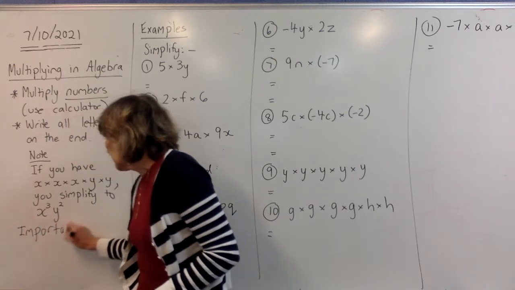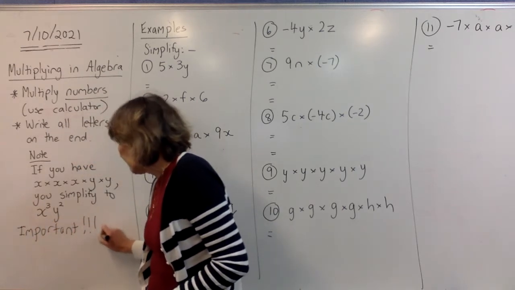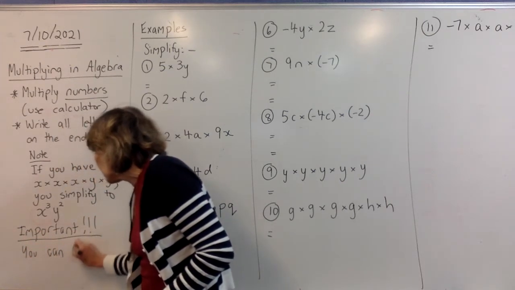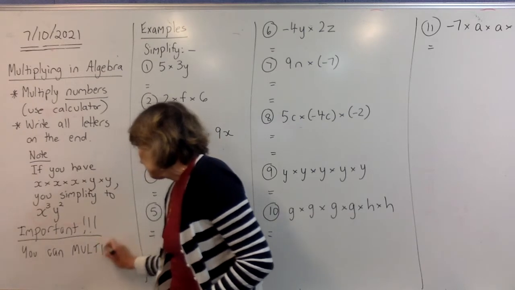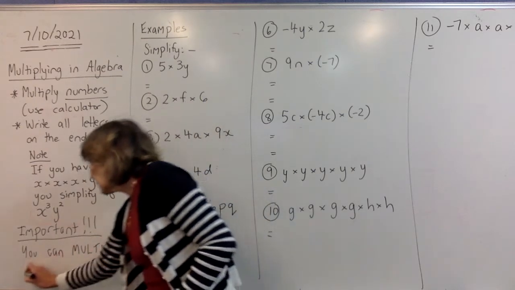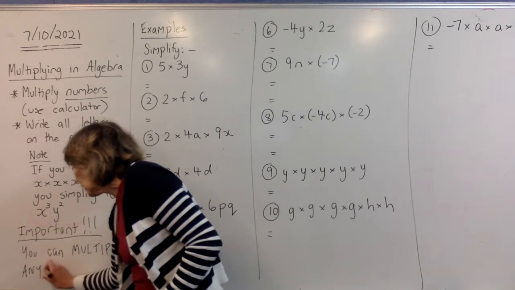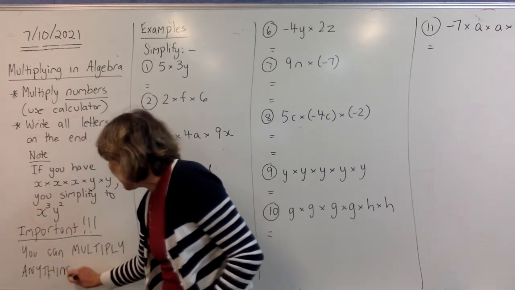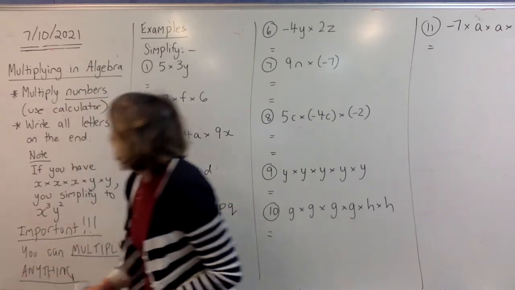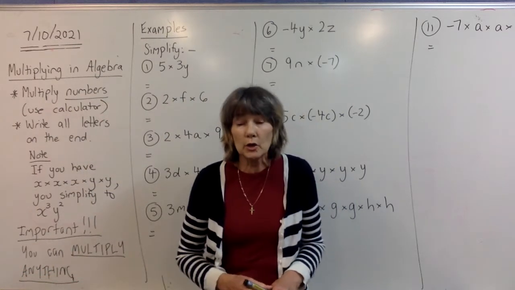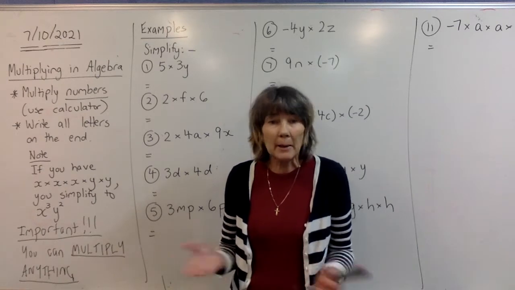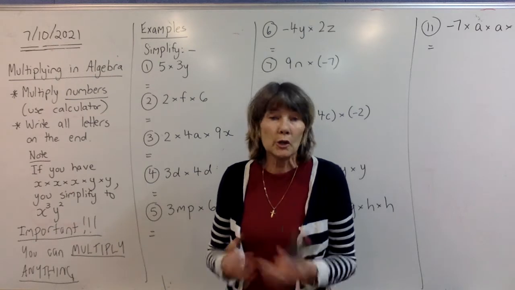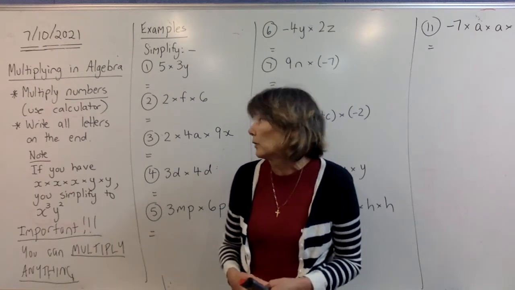I'll go through this in a minute, but it's very important. You can multiply anything. You don't have to have like terms. So in other words, it's going to be a lot easier because you don't have to look for like terms. Okay, so if we have a look at the top here, we firstly multiply the numbers. So you're going to use your calculator for that. So it doesn't matter how many numbers there are that you need to multiply or whether they're negative numbers. You just use your calculator and you can't get that wrong then.